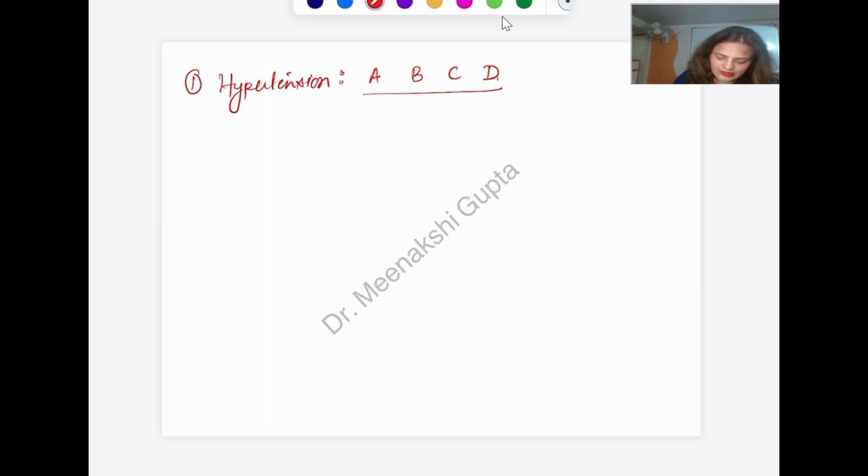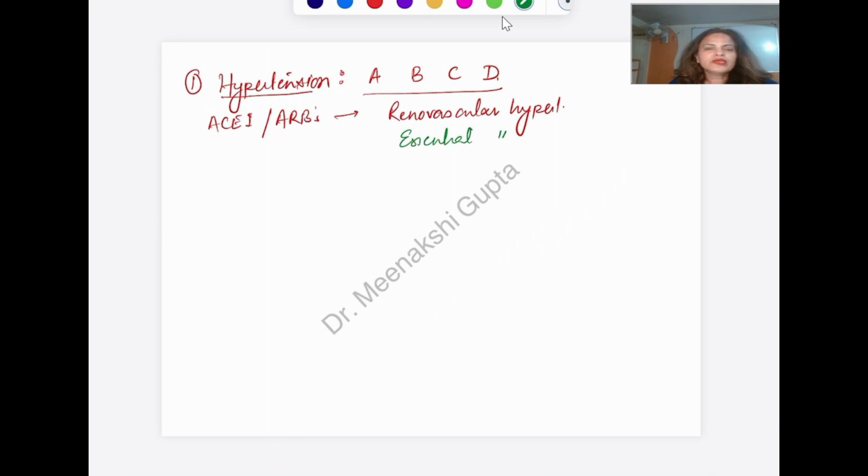So you can remember it this way. This group of drug, ACE inhibitor and ARB, are the first line drugs in most renovascular hypertensive patients, and they even control essential hypertension, either alone or in combination. And in diabetic hypertensive patients, there also we prefer them. What are the advantages of this group of drug?